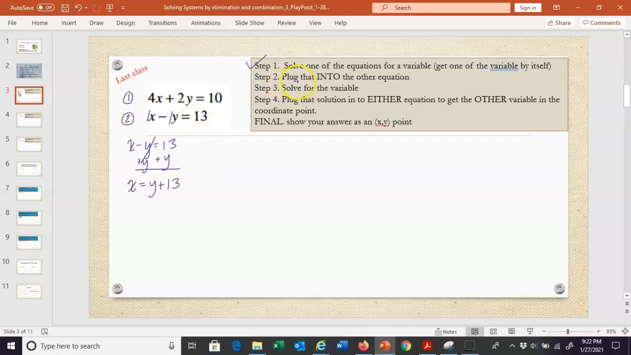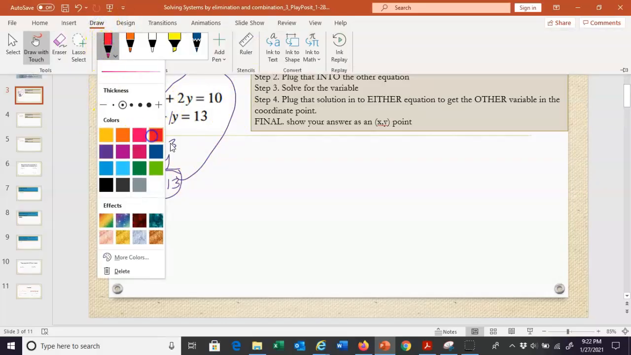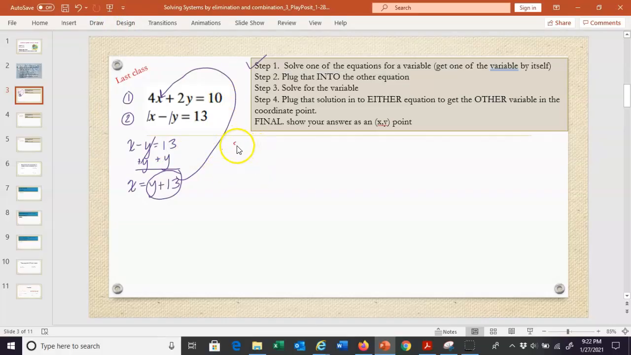Step 2, plug that into the other equation. So instead of x, we're going to plug in y plus 13 into the other equation. I do want another color. Here we go. So step 2, instead of x, we're going to write y plus 13, plus 2y equals 10. All right, step 2 is done.